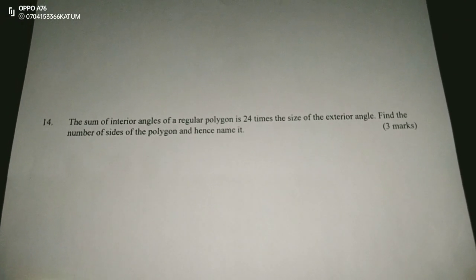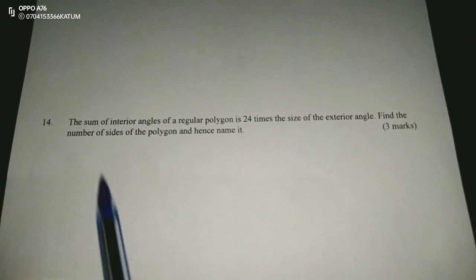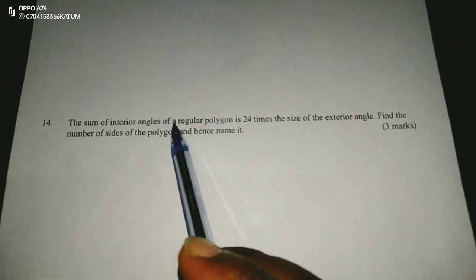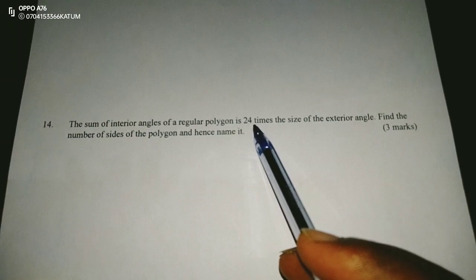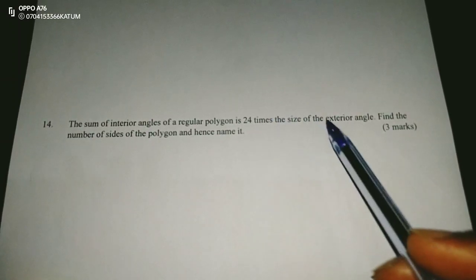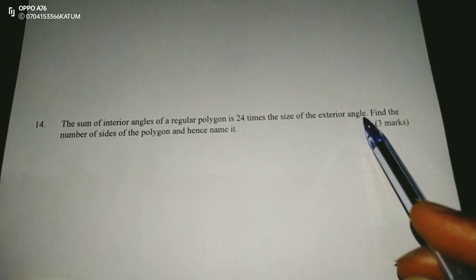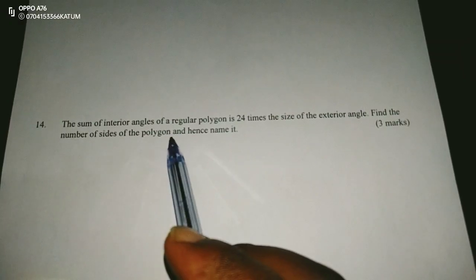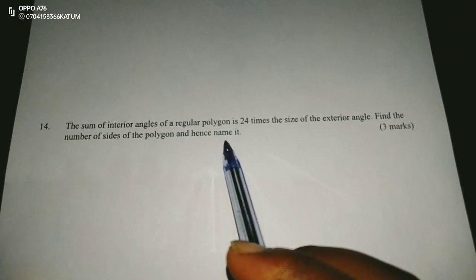We're going to study angles and polygons. Number 14, the sum of interior angles of a regular polygon is 24 times the size of the exterior angle. Find the number of sides of the polygon and hence name it.